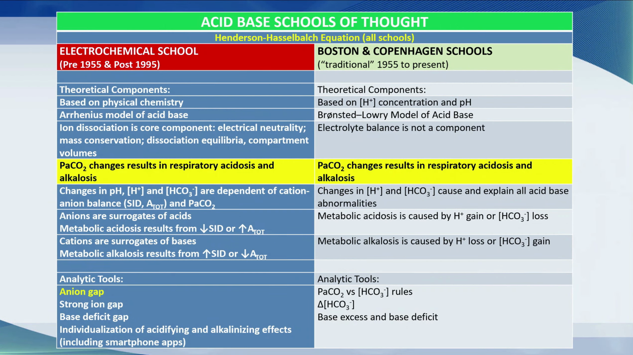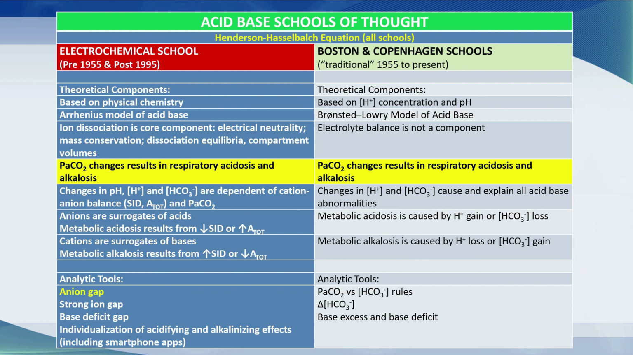If you look at the history of acid-base, there are two major schools of thought on this. The electrochemical school, starting with Henderson and Van Slyke to Singer and Hastings to Peter Stewart, that look at the electrochemistry of blood and figure out acid-base abnormalities based on that. An example of the electrochemical school would be the anion gap or the strong ion gap. On the other hand, there were two schools from the 1950s, Boston and Copenhagen, who developed the concepts of the rules of thumb with carbon dioxide and bicarbonate, and later the base excess and the base deficit.